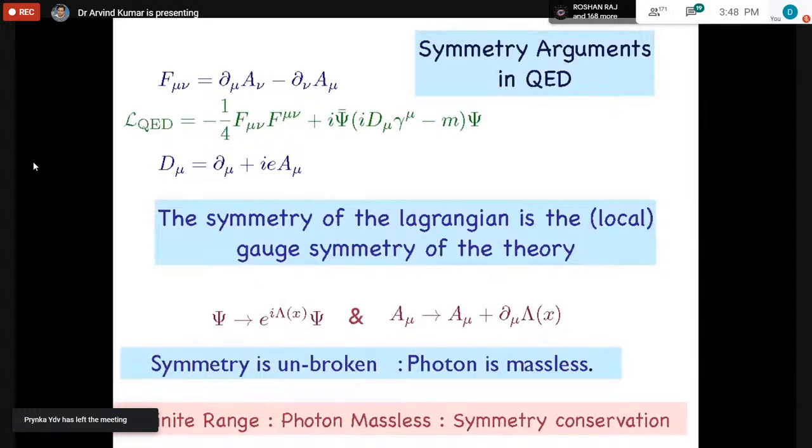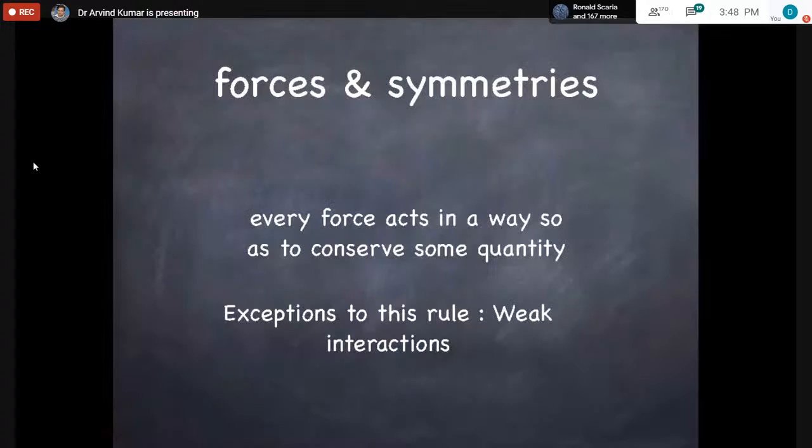Now, it is important that this symmetry remains unbroken and the photon remains massless. And so you have electric charge conservation, and the photon is massless. All the properties are completely given by one simple equation, which is L QED. Everything is set, completely set by this particular thing. Okay, next slide, please.